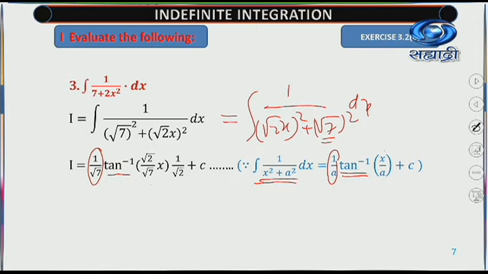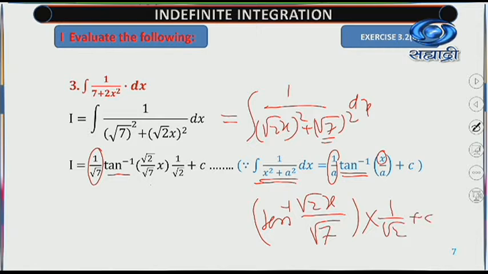Why root 2 upon root 7? Because you are having x upon a. So what is the x value? The x value is root 2 x, and the a value is root 7. Therefore, root 2 upon root 7 x. Now this tan inverse is completed, and the coefficient of x is root 2. So 1 upon root 2 plus constant of integration. And so you got here 1 upon root 2. Now 1 upon root 7 into 1 upon root 2, because this one is inside the function and 1 upon root 2 is outside your tan inverse function. So you need to multiply 1 upon root 7 and 1 upon root 2. So what you will get? You will get here 1 upon root 14.